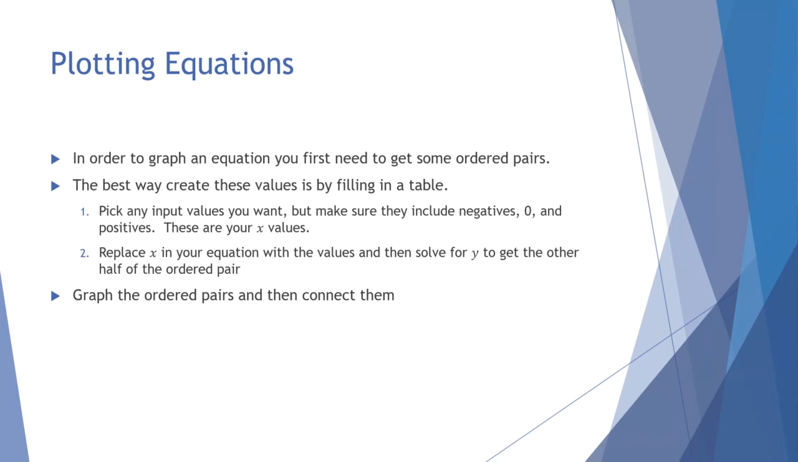Once you have x values, and you can choose whatever you want, then you put them in your equation. So you're replacing x in your equation with the actual number you picked. And then that will give you an equation with only one variable. And so then you solve for y, and that will give you the missing part. And once you figure out what y is, you now have an x value and a y value, and that's an ordered pair. And so then you plot it, and then you connect all of your points, and that will get you your graph.